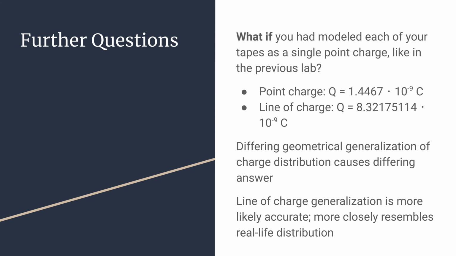Comparing these results to Lab 1, we can see both methods result in very different values for the total charge on each tape. I'd say the line of charges model is a better approximation of the total charge on the tapes, since it more accurately models the real-life distribution of charges, which would be on the surface of the entire length of tape.